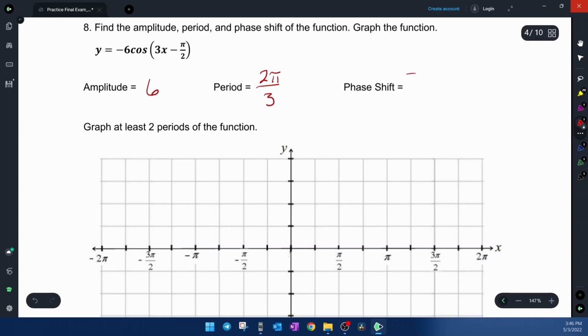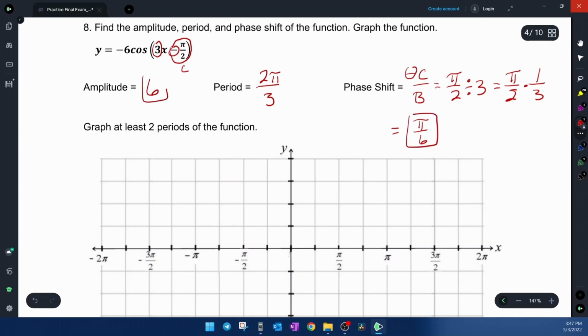Next, the phase shift is negative c over b. C is the constant added or subtracted to x. And again, b is the coefficient of x. So writing this out, that's going to be minus a negative. Do you see the formula has a minus, and c has a minus? Two negatives make a positive. Pi over 2 divided by b. Doing the keep, change, flip, that's going to be pi over 2 times 1 over 3, giving us a phase shift of pi over 6.